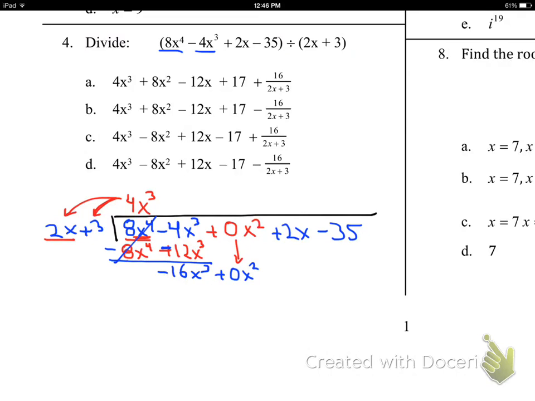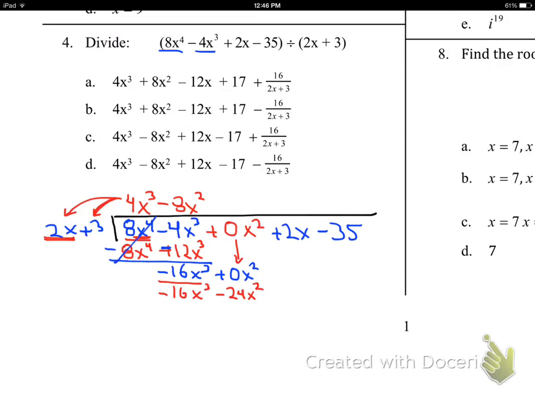What do we need to multiply 2x to end up with a negative 16x to the third? Correct. That should be a negative 8x squared. And we multiply by them both. Negative 8x squared times 2x will give me a negative 16x to the third. Negative 8x squared times 3 will give me a negative 24x squared.